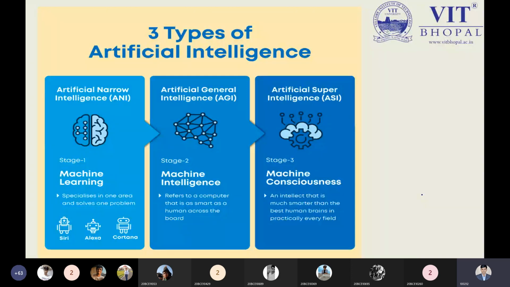So we have a sequence of three types. Is it possible? Yes, it would be possible in the coming years. It depends on us; it's in our hands, if we do not give all the rights or privileges to the machines.